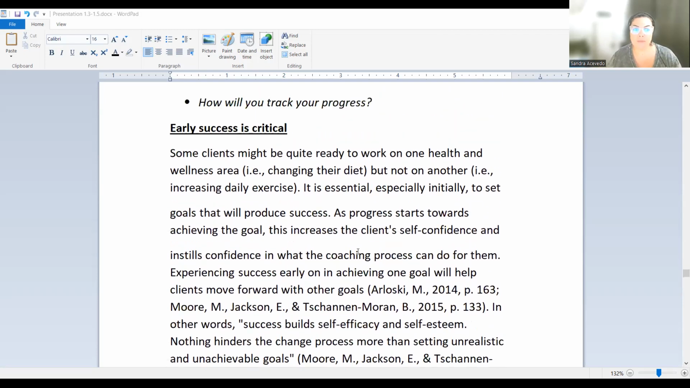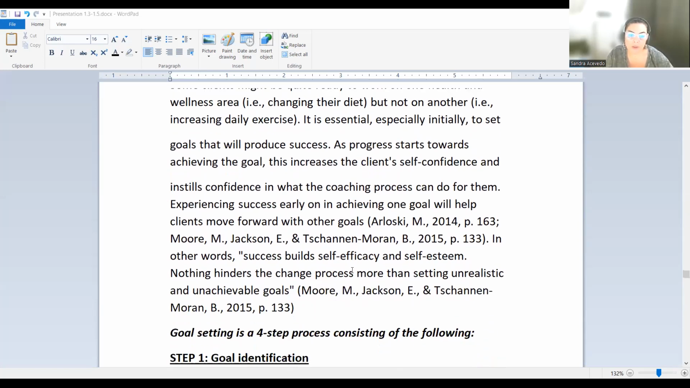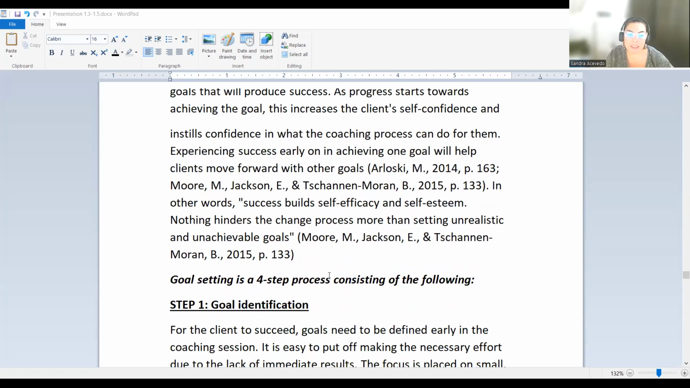Early success is critical. Some clients might be quite ready to work on one health and wellness area, for example, changing their diet, but not on another, for example, increasing daily exercise. It is essential, especially initially, to set goals that will produce success. As progress starts towards achieving the goal, this increases the client's self-confidence and instills confidence in what the coaching process can do for them. Experiencing success early on in achieving one goal will help clients move forward with other goals. In other words, success builds self-efficacy and self-esteem. Nothing hinders the change process more than setting unrealistic and unachievable goals.